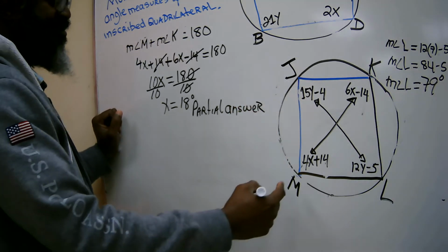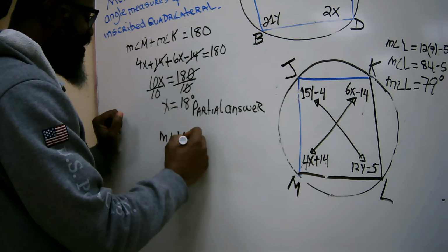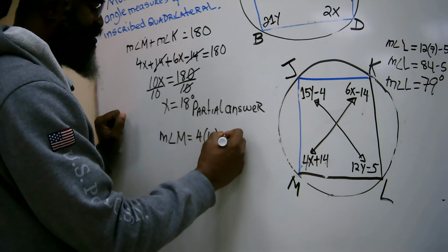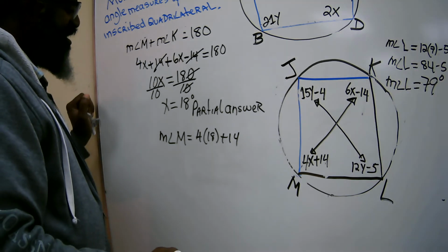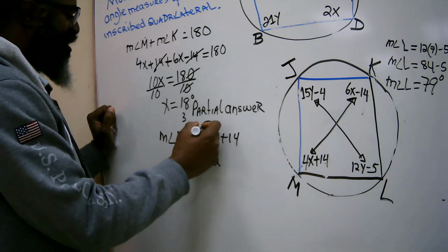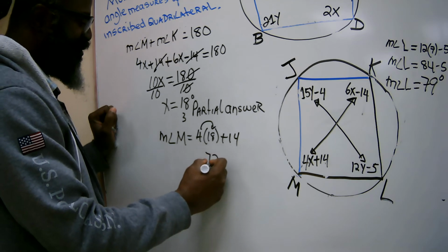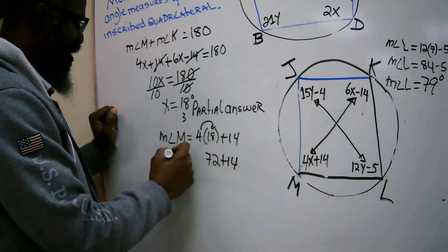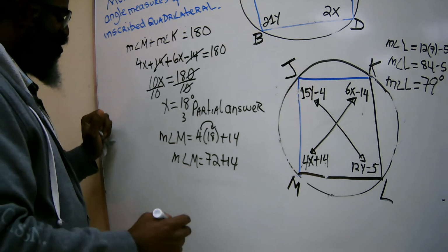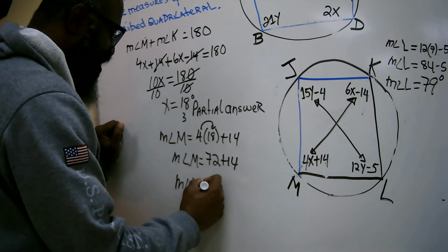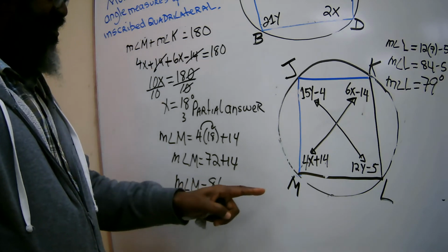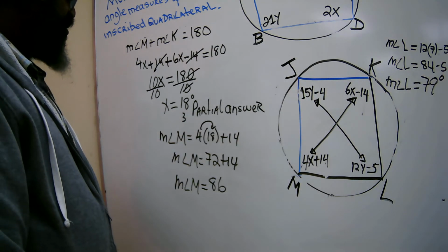Now, in order to find measure of angle M, we just replace that. You will have 4 times 18 plus 14. I believe 4 times 18 is 72. So that will be 4 times 8 is 32. You carry the 3. 4 times 1 is 4 plus 3 is 7, so 72, plus 14. And that will give you a measure of angle M. If you take 72 plus 14, that will give you measure of angle M. Should be 86 degrees. Alright? Now you can subtract 86 from 180. That will leave you with 104. So let's go and do that.